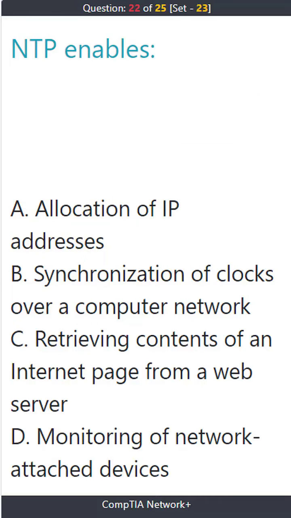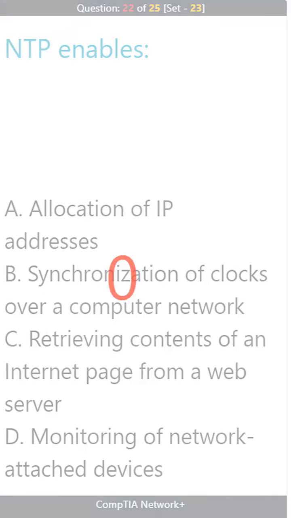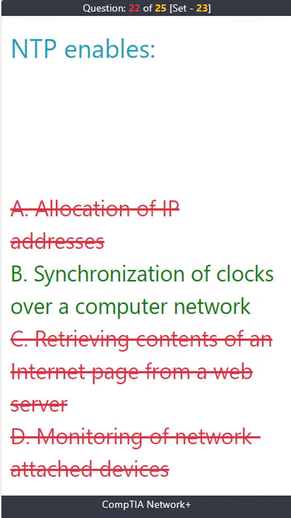Question 22. NTP enables A. Allocation of IP addresses. B. Synchronization of clocks over a computer network. C. Retrieving contents of an internet page from a web server. D. Monitoring of network-attached devices. The correct answer is B. Synchronization of clocks over a computer network.